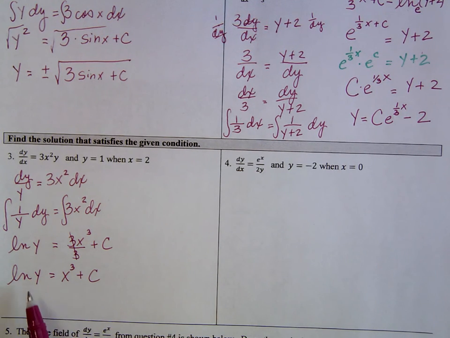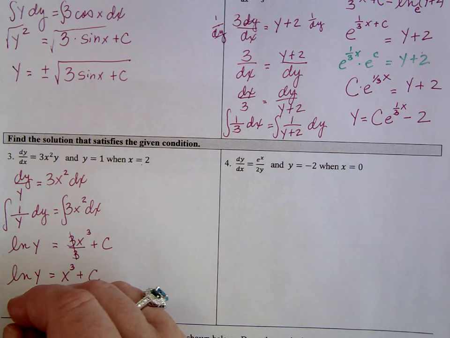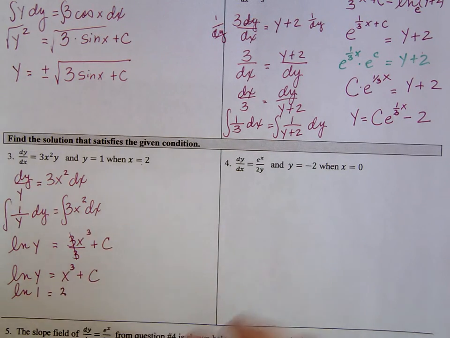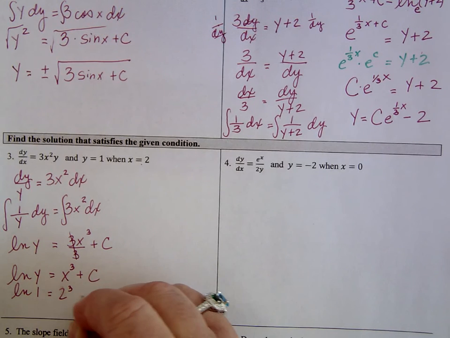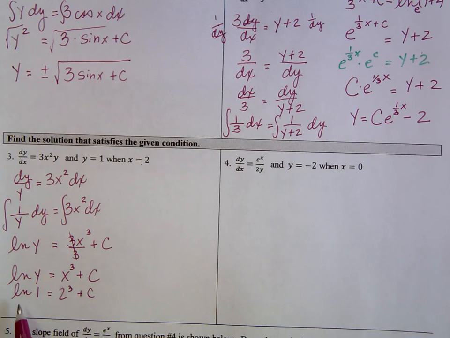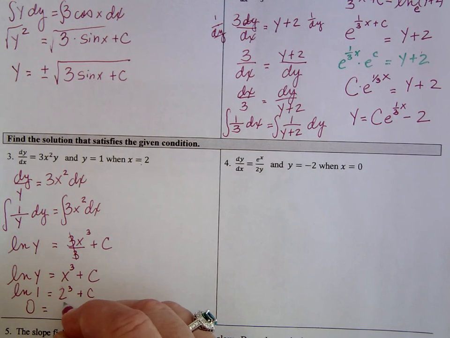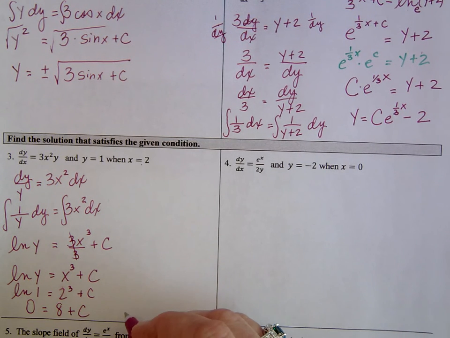I know that y equals 1, x equals 2. So ln of 1 equals 2, not 3, 2 cubed plus c. Well, what to any power is 1? That would be 0. So the ln of 1, and you can check it in your calculator, is 0. 2 cubed is 8. And so I can tell that my c is equal to negative 8.